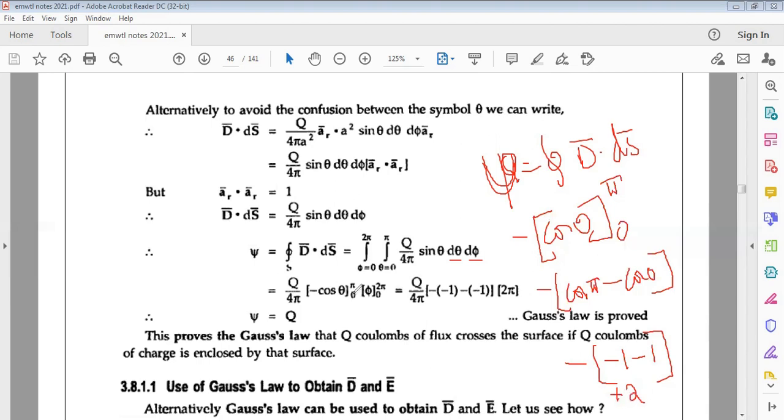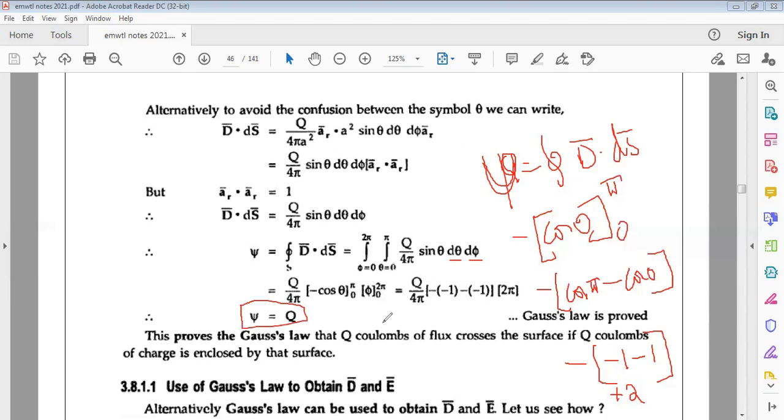Got it, participants? And the integral of d phi gives phi from 0 to 2 pi, so we get 2 pi as the upper limit. So totally 2 into 2 pi, the 4 pi gets cancelled, and psi is equal to q.